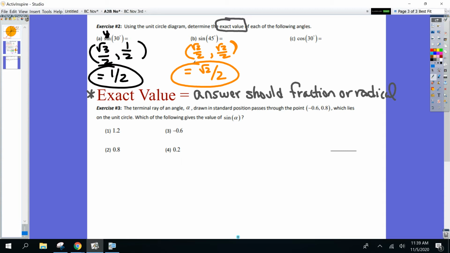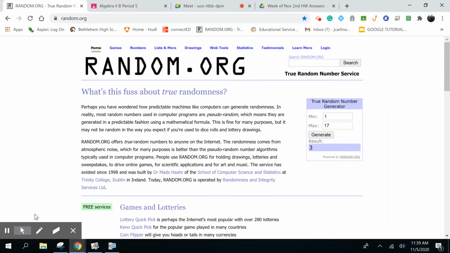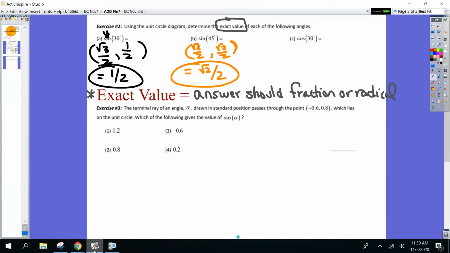Everyone okay so far? And then finally, cosine of 30. Even though it's already up on the screen and up on your notes already, I'm still going to ask somebody, what is the coordinate at 30 degrees on the unit circle? Bassett, what's the coordinate at 30? This is how you started the day today.